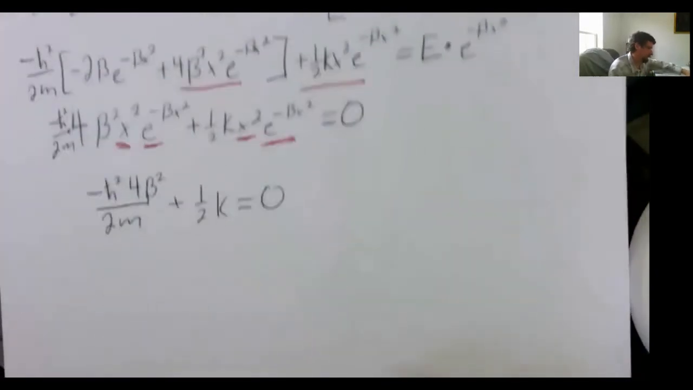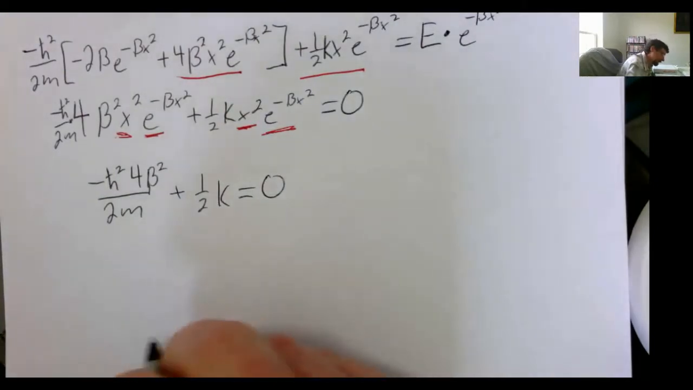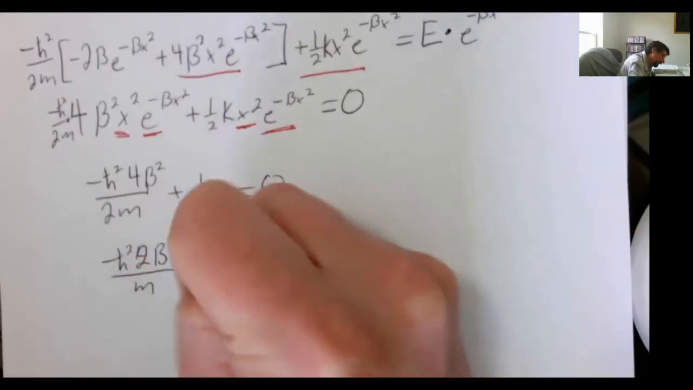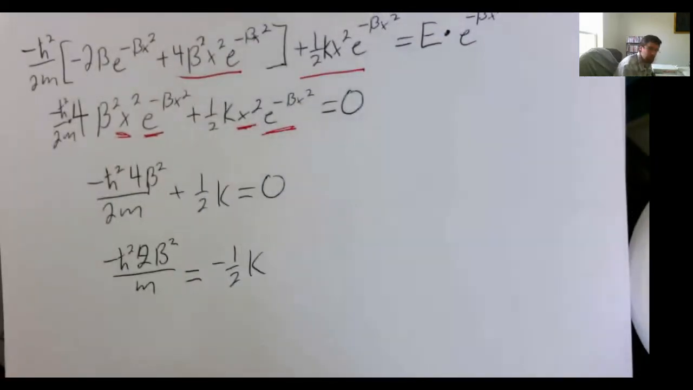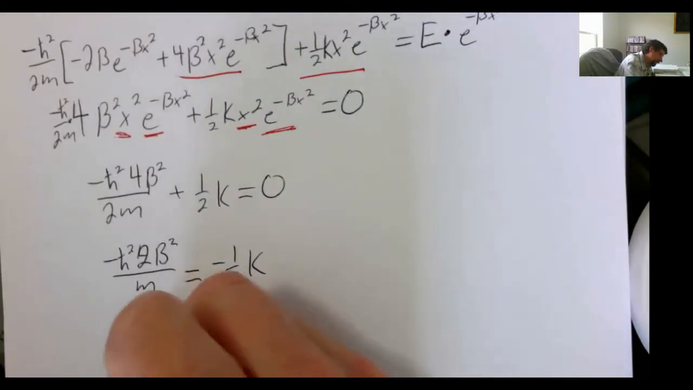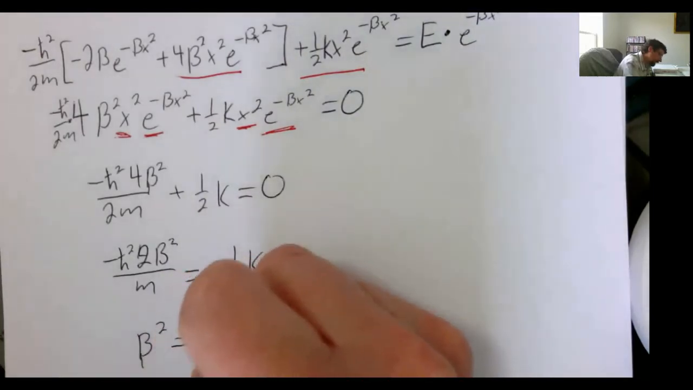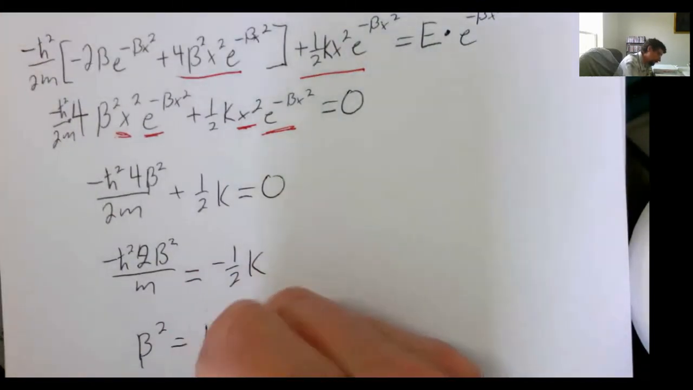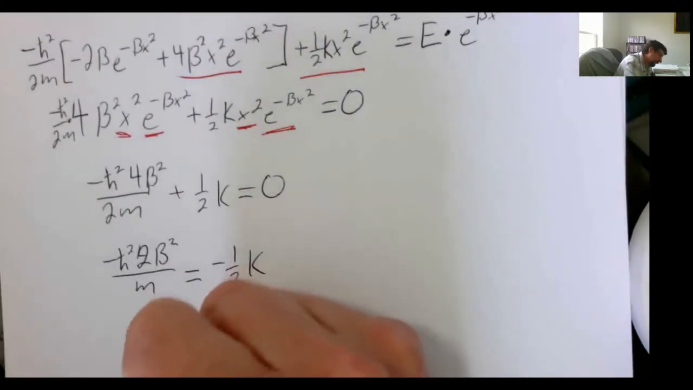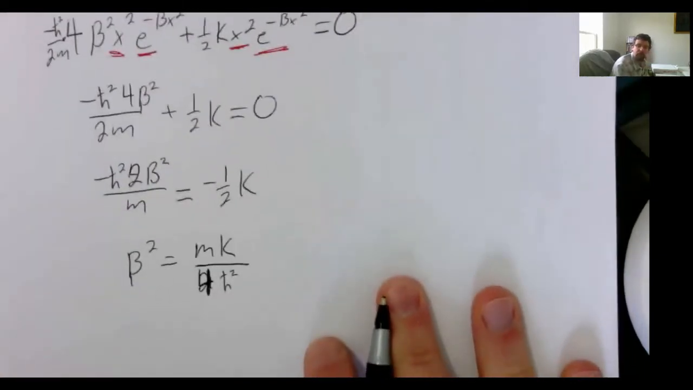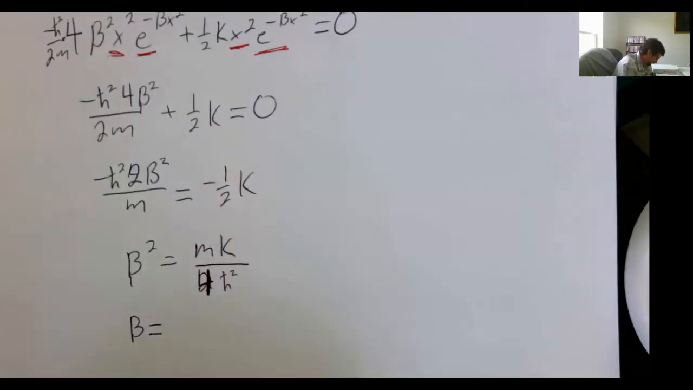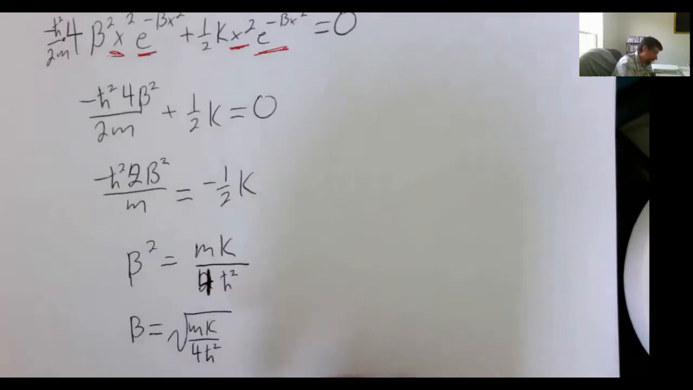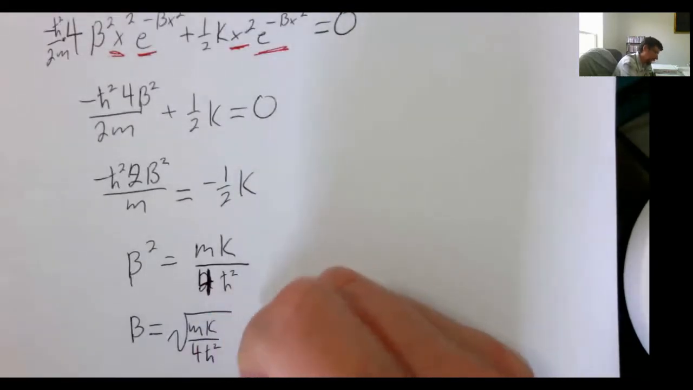So if we manipulate things around, we're just trying to solve for beta. We get negative h bar squared 2 beta over m is equal to negative 1/2 k. Then we keep shuffling stuff around until we get beta squared is equal to mk over 4 h bar squared. Actually, that should be a 4, I'm sorry. So what's beta equal to then? The square root of that, where we can pull that bottom part out. We'll worry about that in a little bit, okay?